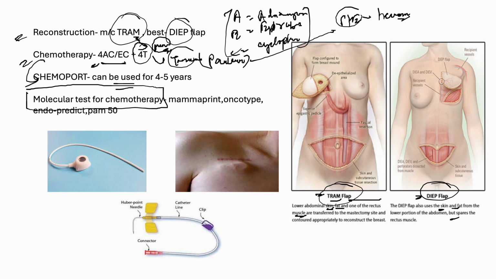These tests are very expensive, and these are only done in selective centers. Okay, these are very expensive tests. You just have to remember the names of these tests. One is MammaPrint, Oncotype, EndoPredict, and PAM50.